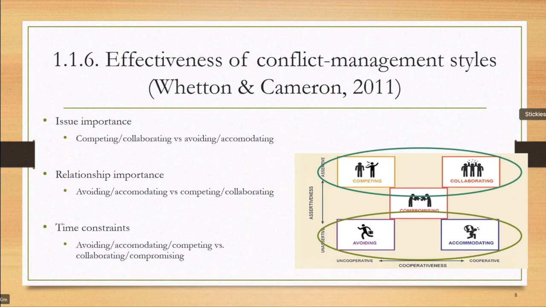So issue importance is about competing and collaborating. So it's about getting something done which is about a specific issue. Then relationship importance. We can't obviously say that just in general, but maybe it will be better to avoid or to accommodate if you want to go in a relational perspective. And time constraints, obviously, competing and compromising maybe take a bit too much time if you have time constraints in your tasks.